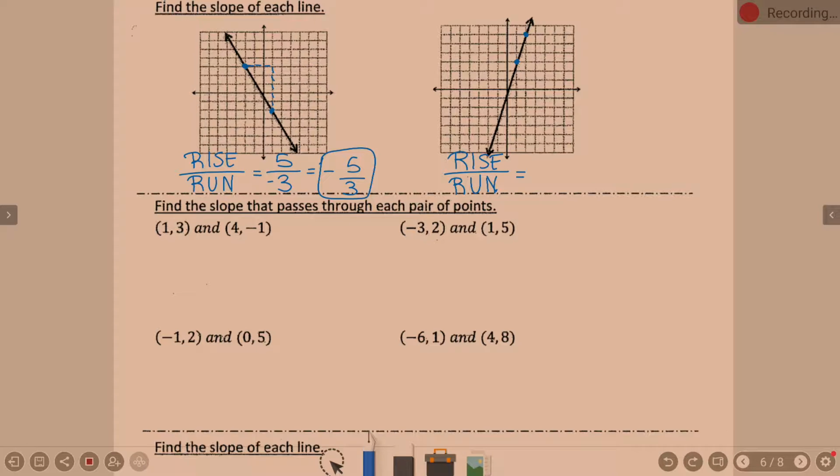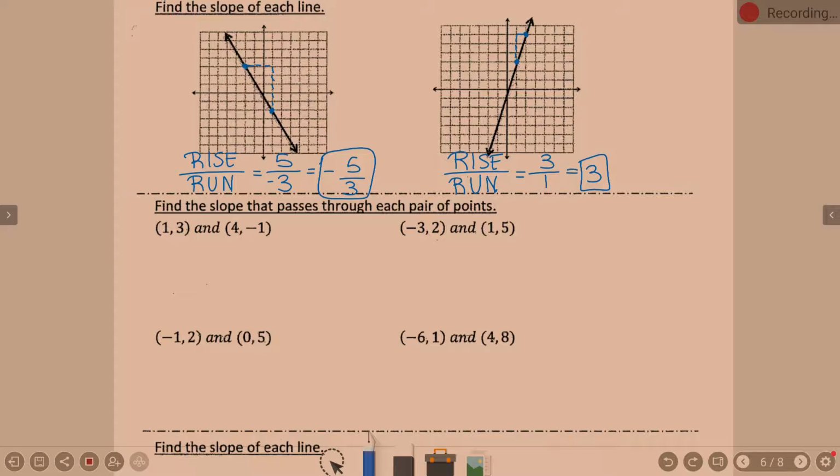How far am I going to rise? Up 3 over 1. Up 3. How far am I going to run? 1. What is 3 over 1 reduced to be? 3. 3 divided by 1 is 3. Slope answers could be fractions. They can be improper fractions. They could be whole numbers.